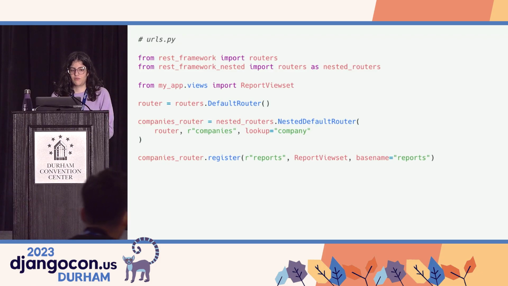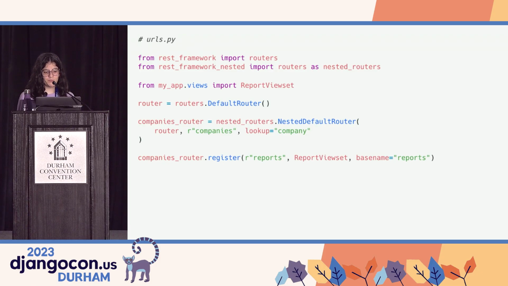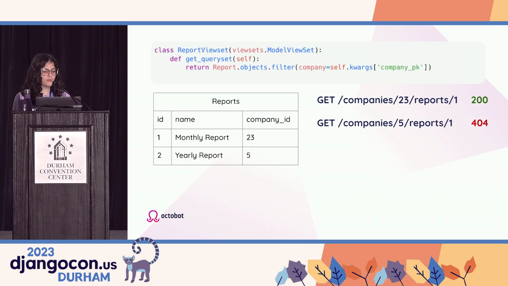So in this case, I create my companies router referencing the original router and then the lookup company, and I registered the reports view set under this router. And so that's the part from this library. The way you would use this is in your report view set, for example, you can filter the query set using the company primary key in the URL. So in an example, if this is my reports table that I have here, I have two reports, one for company with ID 23 and one for company with ID 5.